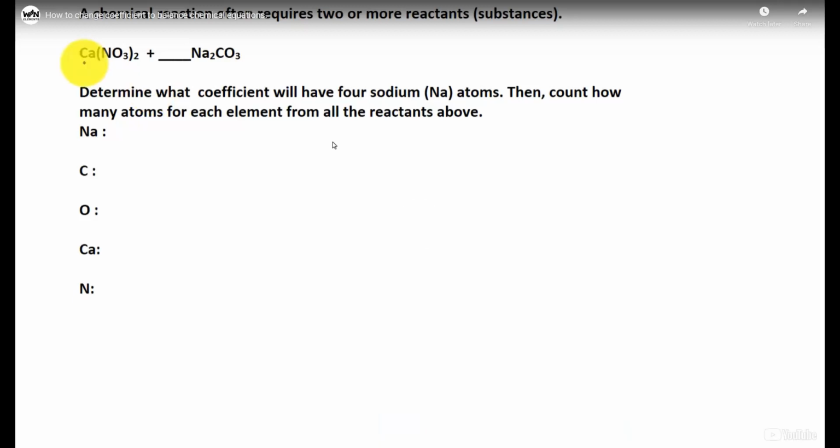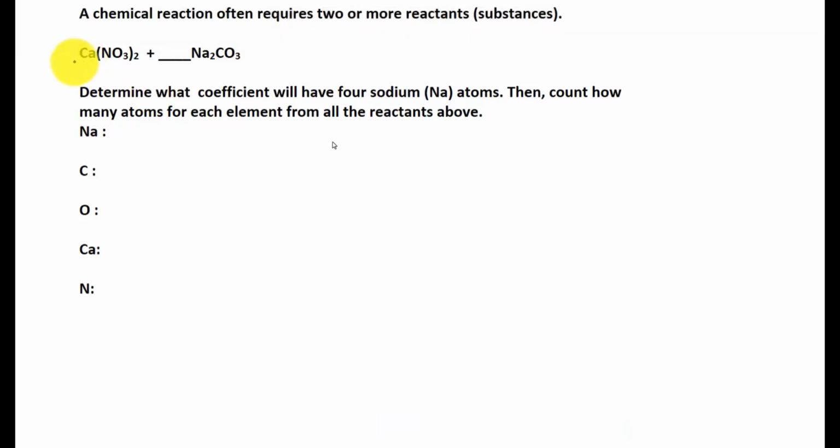Right? Very good. But here it doesn't have a coefficient. And that's because I need to know that this must be a 1 there. The underlined part, that's where the question mark is going to be. What is that coefficient going to be right there? Well, again, determine what the coefficient will be in order to have what? 4 sodium. And again, count the atoms again for each element once we're done.